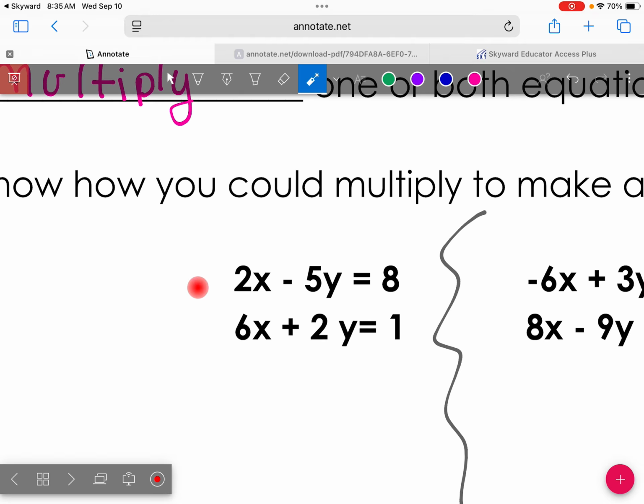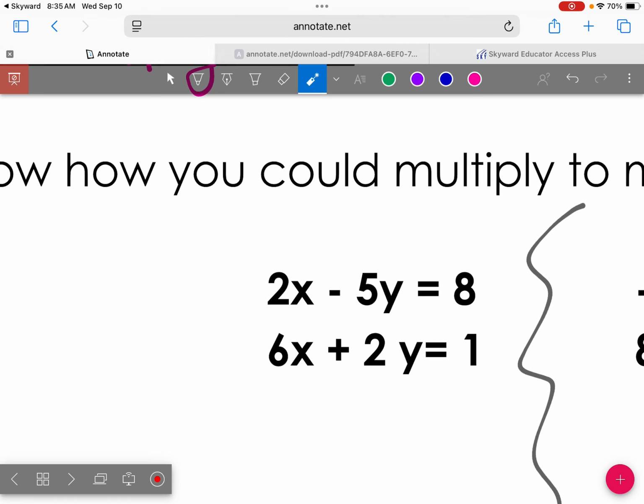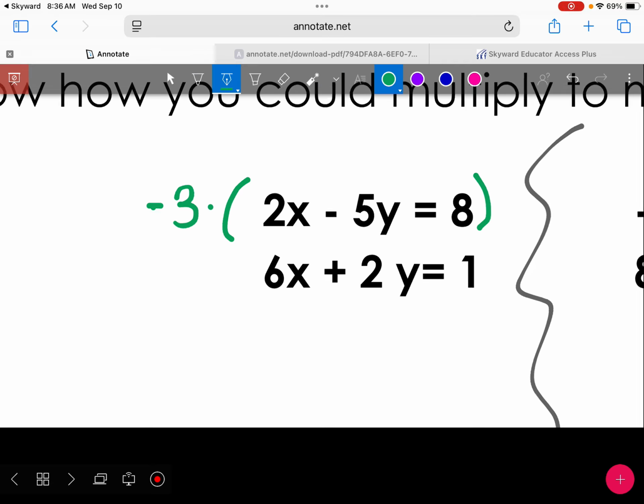However, if I look at the smaller one here, I do have something I could multiply 2x by to make 6x. What could I multiply 2x by to get 6x? 3. If I multiply this whole equation, both sides, by 3, I will get 6x. However, I would like to have the same number but with opposite signs, so I'm going to multiply everything by a -3. You could also just multiply by 3 and make the bottom one times -1. Totally valid.